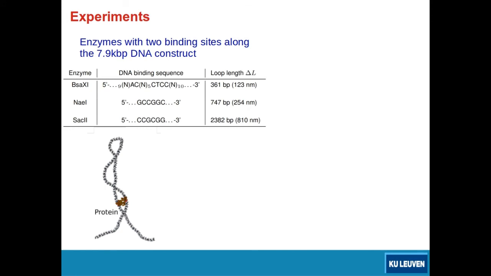Experiments were performed using 3 enzymes with specific binding sequences shown in the table. They are chosen such that there are only 2 binding sites on the DNA construct. The positions of these sites along the DNA, using magnetic tweezers experiments, are known, therefore we know delta L, the looped domain length. The first enzyme, BsaXI, has 2 binding sites which are close to each other, producing a small loop of 321 base pairs, or 123 nanometers. SacII produces a loop of length 2382 base pairs.